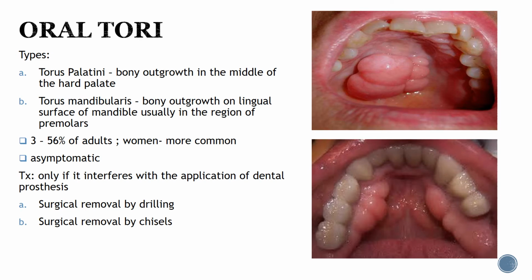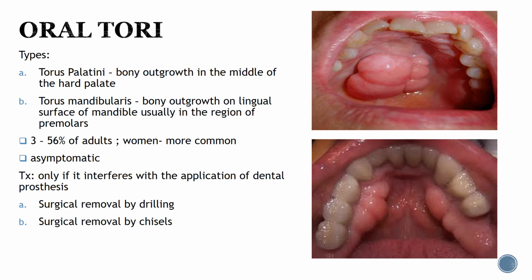Oral tori, torus palatinus and torus mandibularis, represent developmental anomalies that usually present in the second decade of life and continue to grow slowly throughout life. Tori present as mucosa-covered bony outgrowths of the palate and the mandible. The tori of the oral cavity occur in 3 to 56% of adults and are more common in women. The tori of the palate are found only in the midline of the hard palate, whereas mandibular tori involve only the lingual surface of the anterior mandible, primarily in the premolar region.